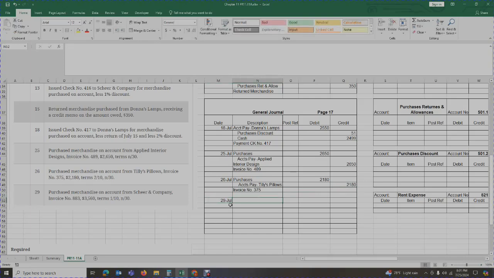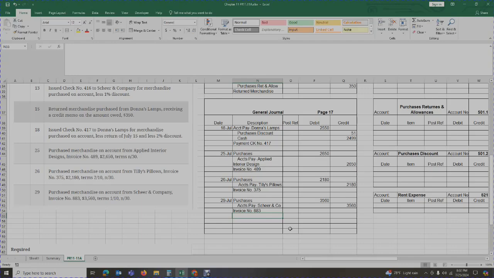We purchased merchandise on account from Shear and Company, invoice number 883 for $3,560, terms 1/10, net 30. So we have another purchase of $3,560. Okay. And the purchase is on account, so we're going to use accounts payable. This is for Shear and Company for $3,560. And this is for invoice number 883. Okay.